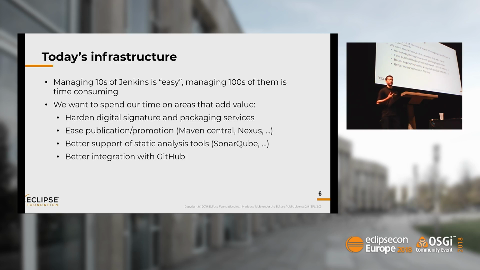For example, we want to provide digital signing. We want to make it easier to deploy and publish to Maven Central or to our local Nexus instance. We also want to provide support for static analysis tools, for example, SonarQube. And since a lot of Eclipse projects now use GitHub, we also want to improve the integration with GitHub.